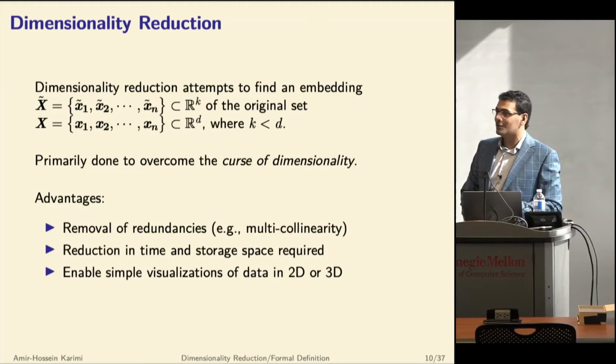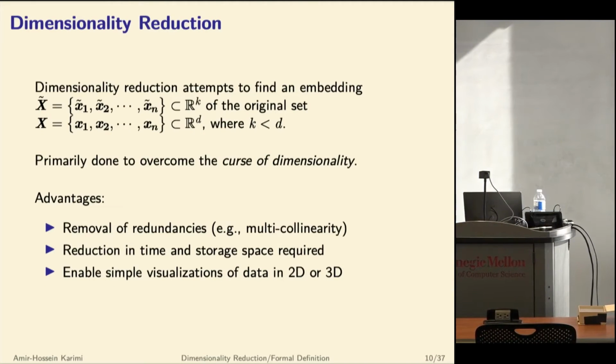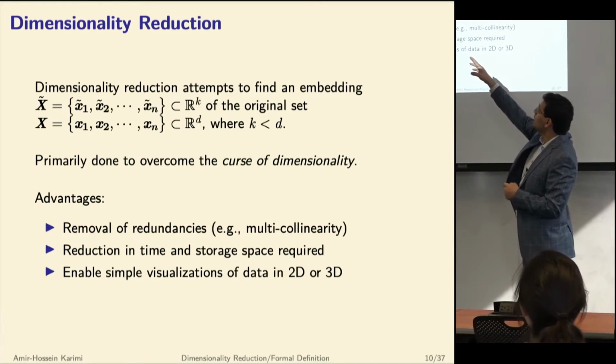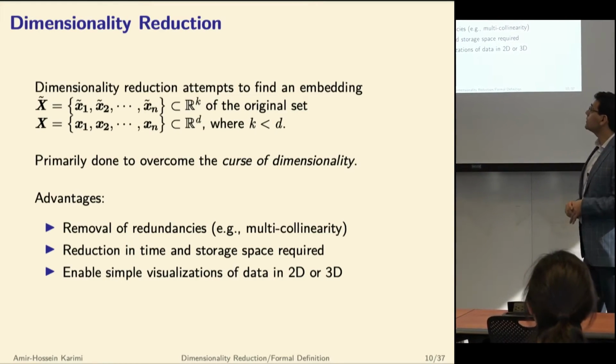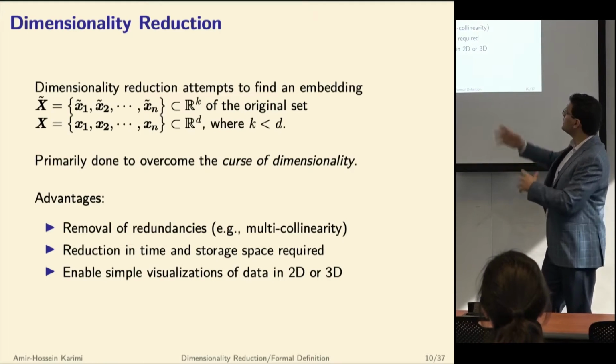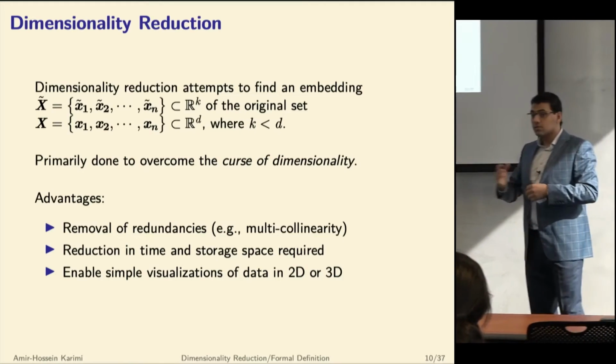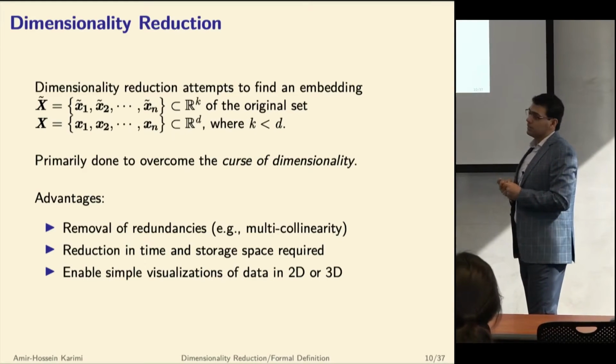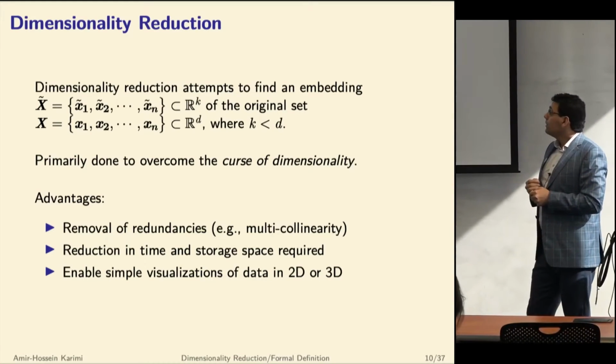Okay, so I already mentioned dimensionality reduction, so let's actually define what it is. Formally, it is the process of finding an embedding x tilde, which is a set of elements, x1 through xn, all of them tilde, in some k-dimensional space. And this embedding corresponds to some original data set, same cardinality, in some higher dimensional space, D.